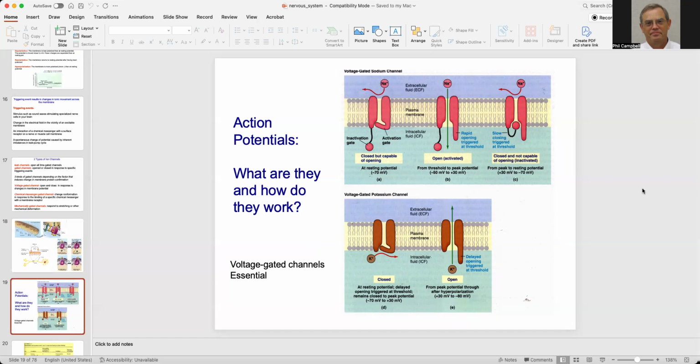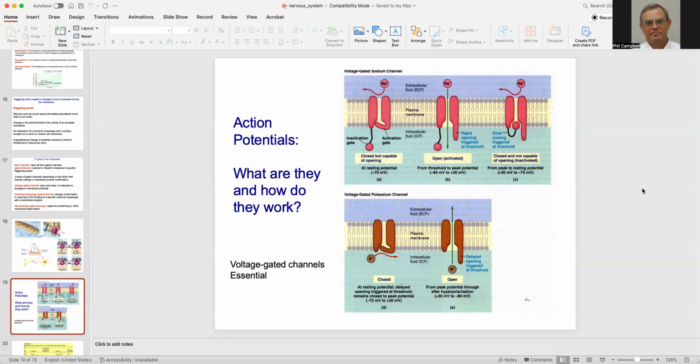You can only have action potentials because you have two voltage-gated channels that play a role. One's for potassium and one's for sodium. Without these voltage-gated channels, you can't have it. Now remember, a voltage-gated channel just simply means it doesn't require a signaling molecule binding to a receptor. It's just a local charge change across the membrane. That's how you activate them.